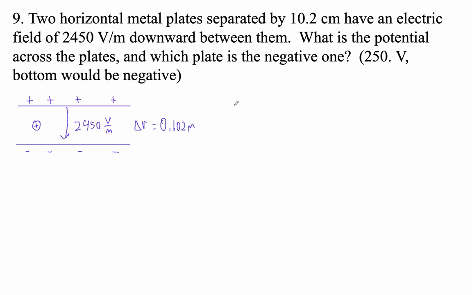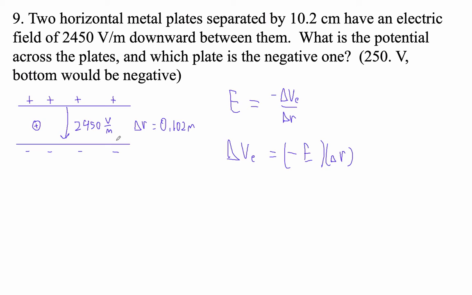So let's go in our traverse, let's go upward. Okay, so our delta R will go this way. So E is equal to the opposite of delta V over delta R, right? Okay, but now we're solving for delta V. So that's just going to be delta V is the opposite of E times delta R.